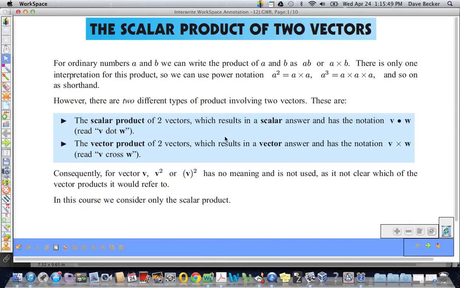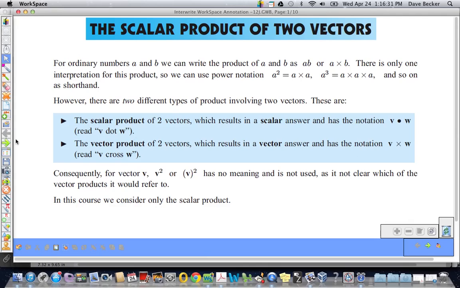And the scalar product results in a scalar answer, a number. And this is the notation v dot w. Most of the time you'll hear it referred to as the dot product. This other notation, v times w, looks like a multiplication symbol, but in the vector world, it's read as cross. It's called the cross product, v cross w. Since there are two ways to get a product with a vector, some normal multiplication things don't make any sense, because if we have a vector v and we square it, we're not sure what we're talking about.